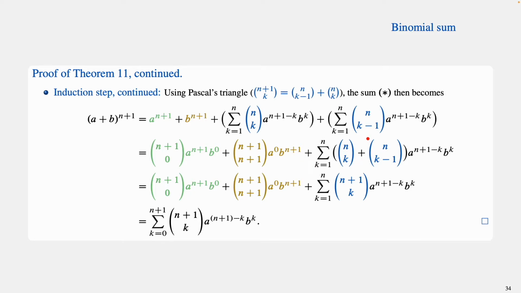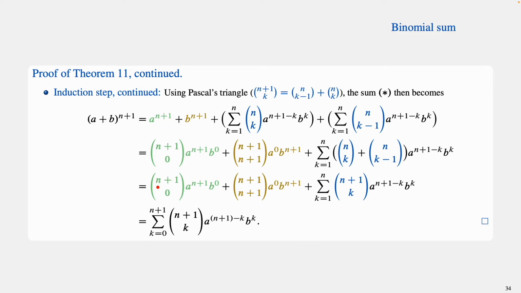Now, Pascal's triangle here gives me that I can replace this one by this n plus 1 over k. And now I can combine these three terms here into a sum from k equal to 0 to n plus 1.